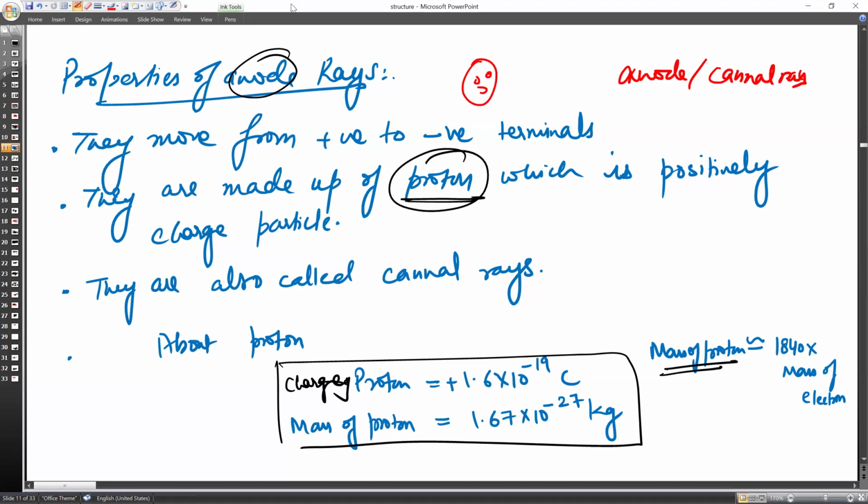Okay. So the charge of the electron is equal to the charge of the proton, but the mass of the proton is much heavier than the mass of the electron. The mass of the proton is 1840 times the mass of the electron. So have you noted this one? Yes. Mass of proton is heavier.